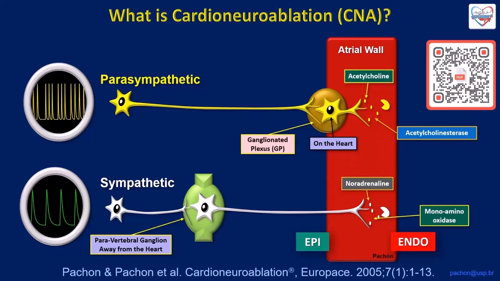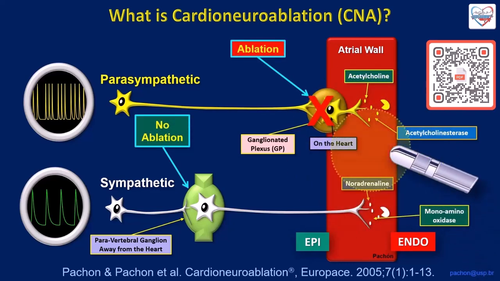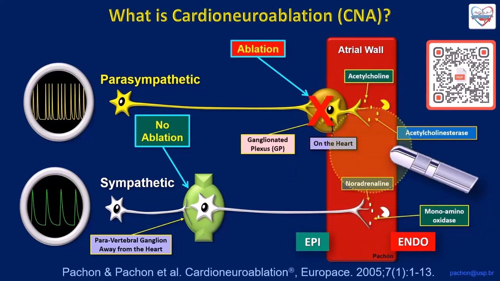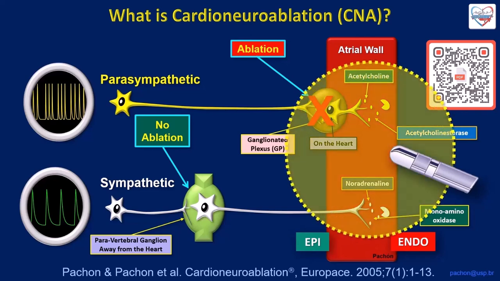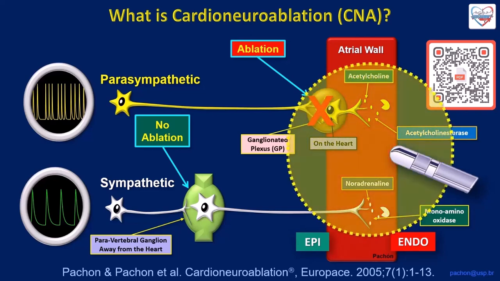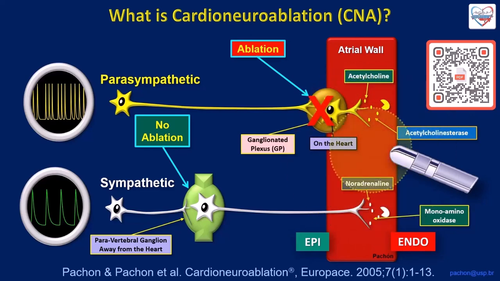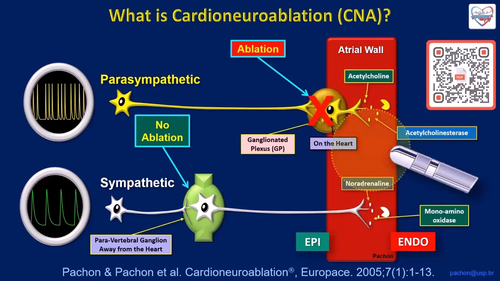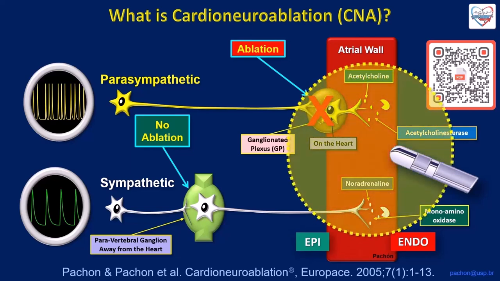Here we have a simple schematic view of the cardiac autonomic nervous system consisting of pre- and postganglionic neurons. The parasympathetic system is millions of years older than the sympathetic one. Only the parasympathetic neural body is located in the atrial wall, and only this can be eliminated by endocardial radiofrequency energy.